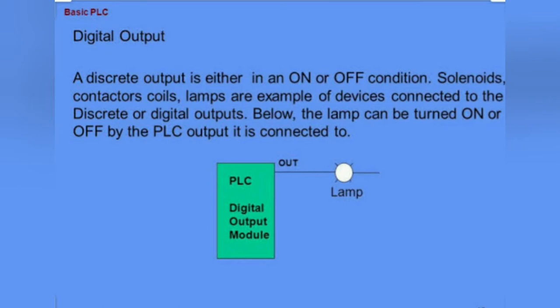The example given below shows that a lamp can be turned on or off by the PLC with the help of a digital output module. It means if the output of the digital output module is high, the lamp is connected to the power supply, and if the output of the digital output module is low, then the lamp is disconnected from the power supply.